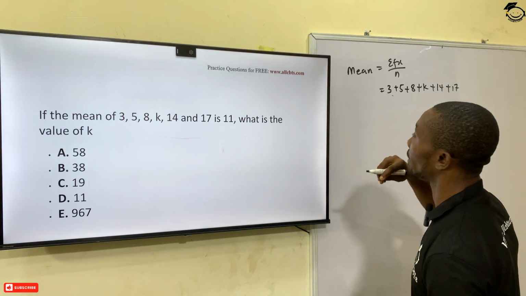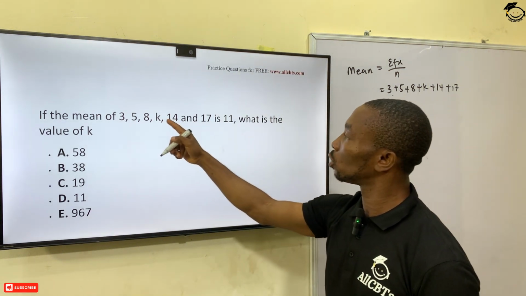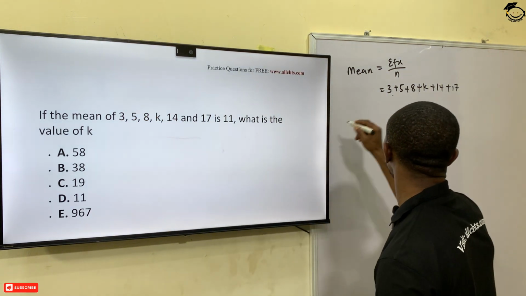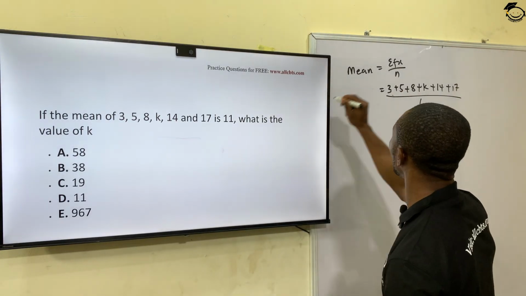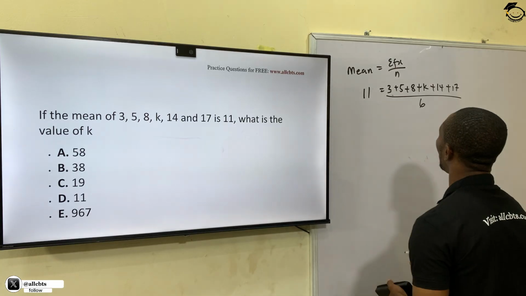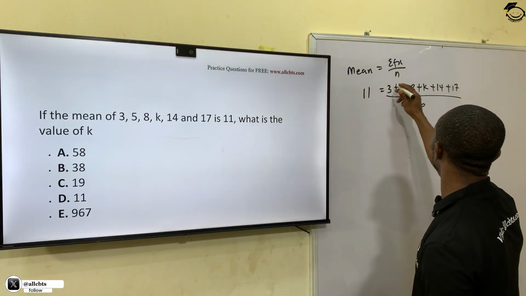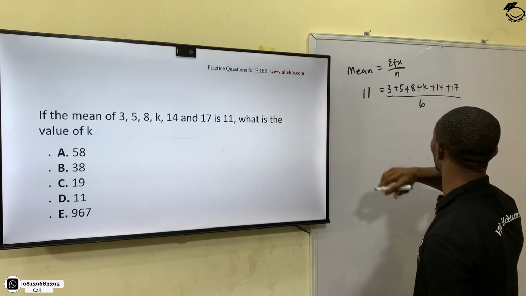How many numbers do we have there? We have 1, 2, 3, 4, 5, 6, so divided by 6. The mean is what? 11. Okay, now adding these numbers up, 3 plus 17 gives us 20.